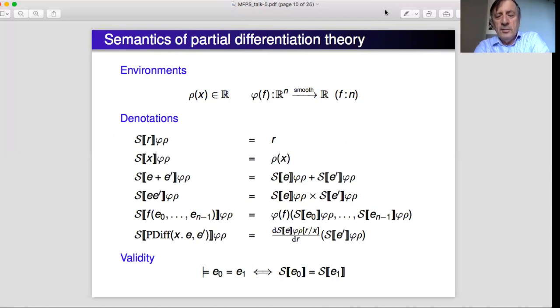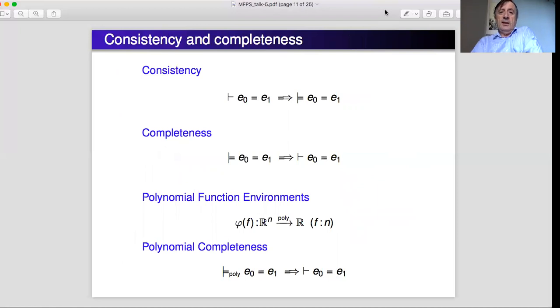So the definition is not prima facie proper, but with an appropriate induction, you can show inductively that the definition is proper and that the function is smooth. And then you can define validity: it's true that E0 equals E1 if they have the same denotation. So it's not so much validity, it's just truth in this particular model. Apologies there. Okay, consistency and completeness are pretty well what you expect. Consistency is straightforwardly provable. Completeness is what we want to prove, but we want to prove a strengthened form of completeness.